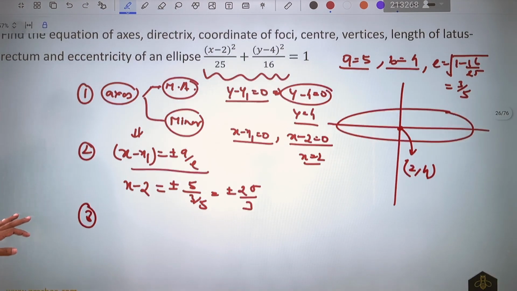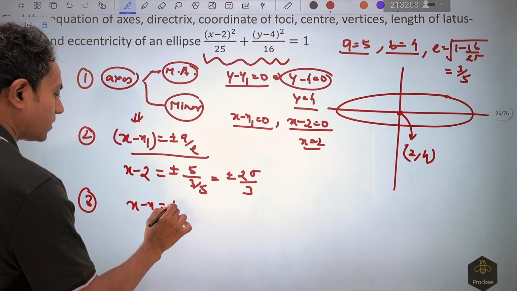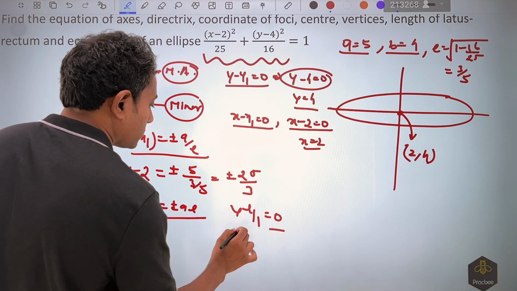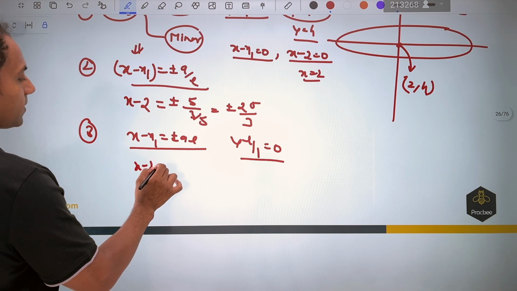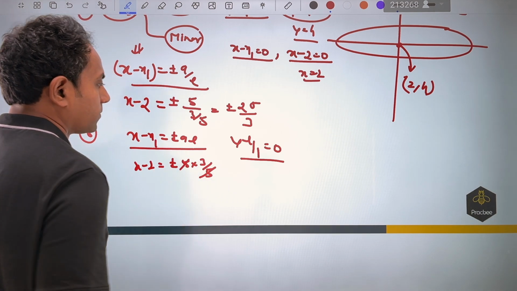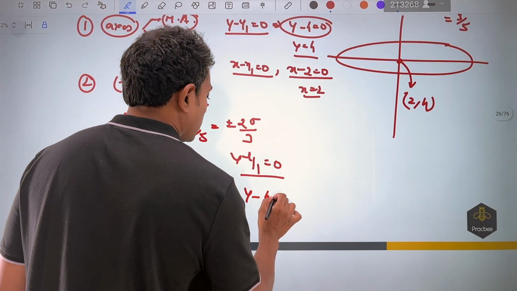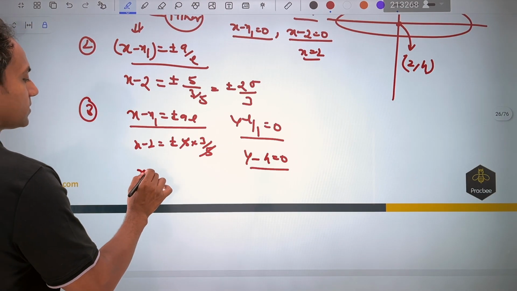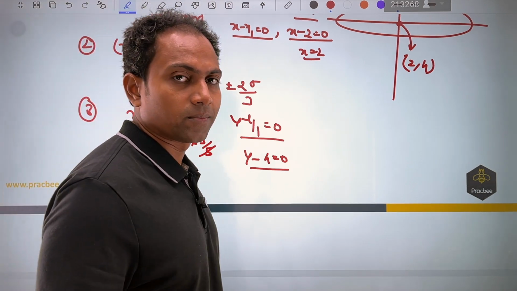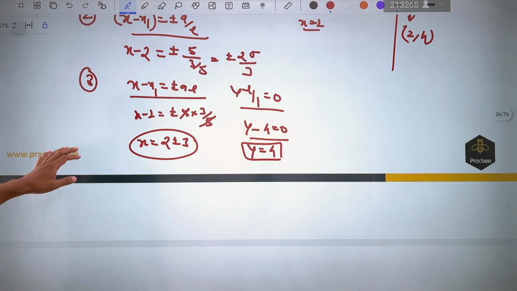Third part is find the coordinates of the foci. The foci will become x minus x1 is equal to plus minus ae, and y minus y1 is equal to 0. If I substitute the value, x minus 2 is equal to plus minus 5 into 3 by 5, and this will become y minus 4 is equal to 0. So from here you are getting x equal to 2 plus minus 3. So one focus will become x equal to 5, another will become x equal to minus 1, and the y coordinate will remain same, y is equal to 4.